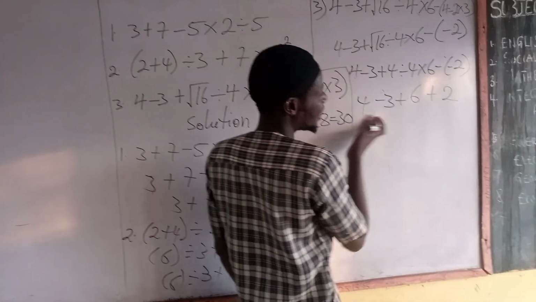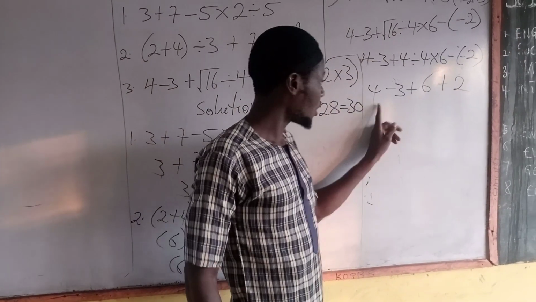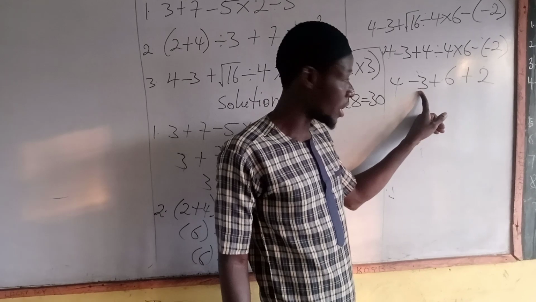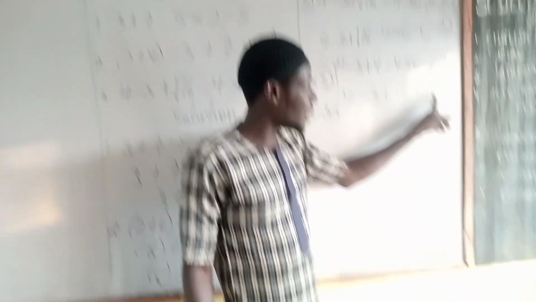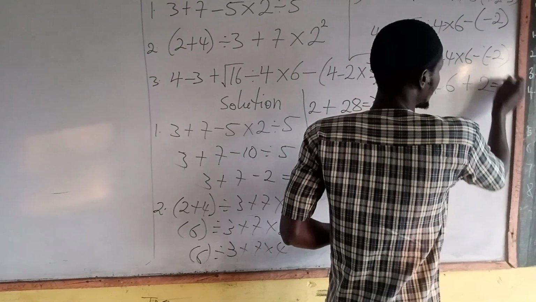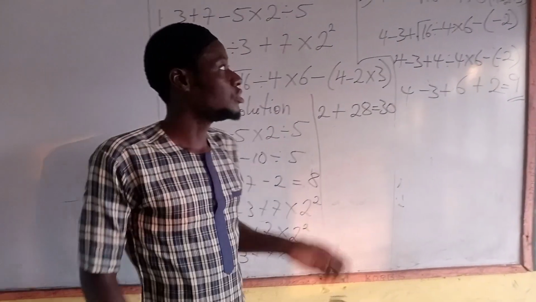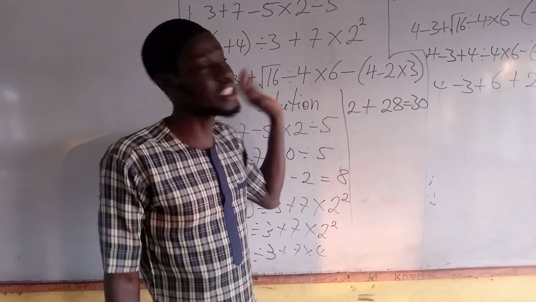So having done this, we then come and consider addition and subtraction. From left to right, subtraction appears first. So we simplify that. 4 minus 3 will give us 1. 1 plus 6 will give us what? 7. 7 plus 2 will give us 9. So the whole of this will be 9. And so whenever you have a mathematical problem involving more than one operation, this is the order.